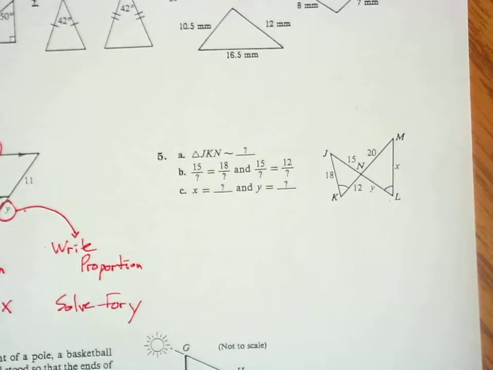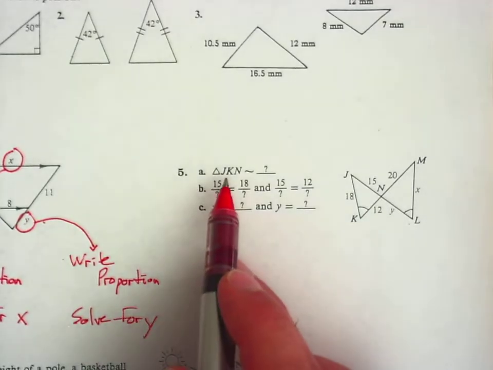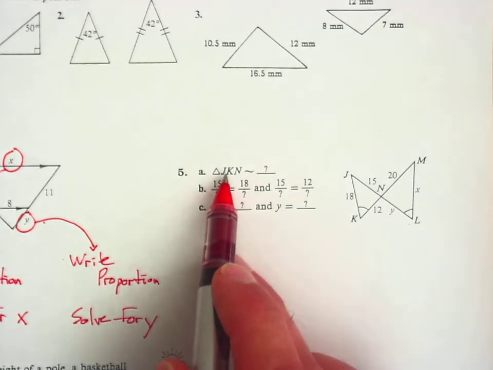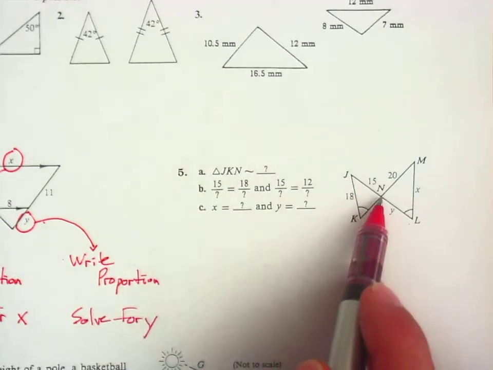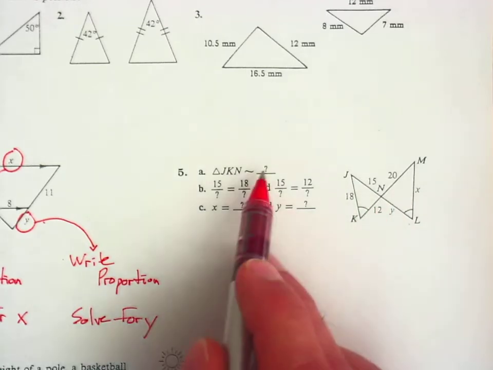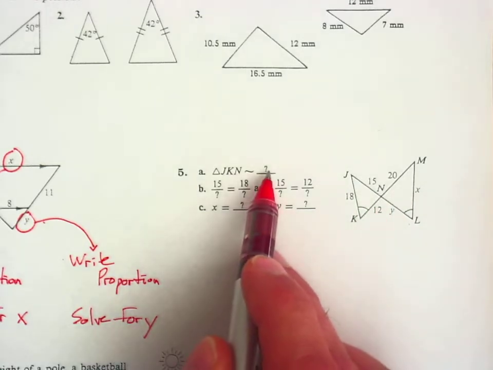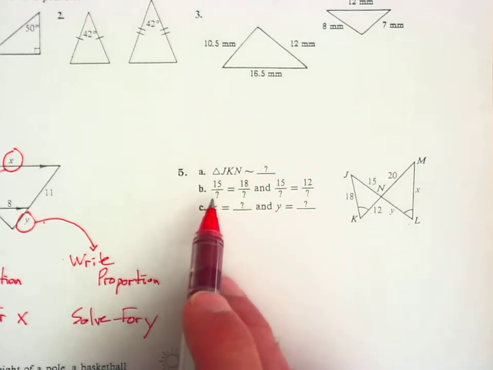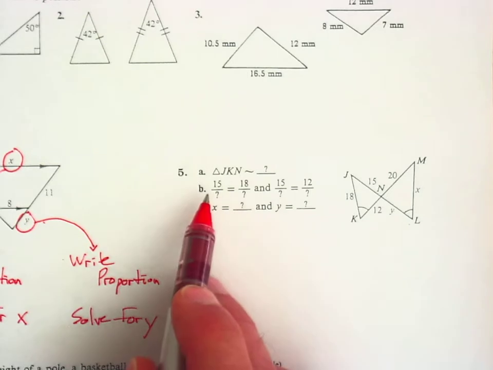So question number 5 is just a little bit different. Here you need to make sure that you know how to name the similar triangles. So the triangle on the left has been named JKN. So using the markings, you need to figure out how to name the second triangle so that they correspond. Notice in part B, all you have to do is finish these proportions. So you need to finish the ratio.